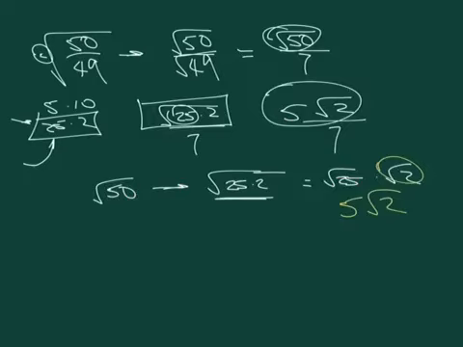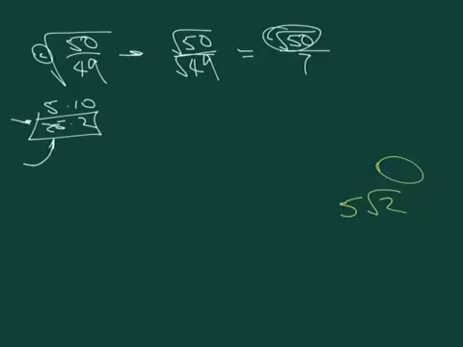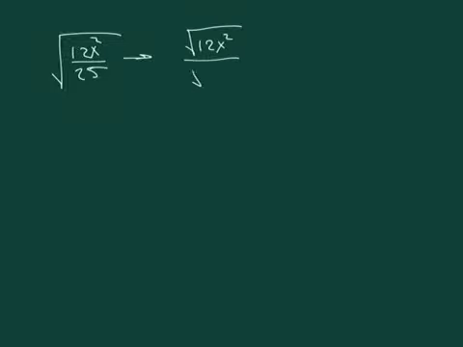All right, let's jump up to example number 10. We have the square root of 12x squared over 25. So let's look at the top and bottom each. This has an index of 2, so that's good. So what two numbers multiplied together give me 12 that I can take the square root of one of the numbers?